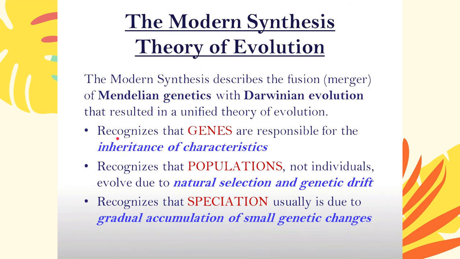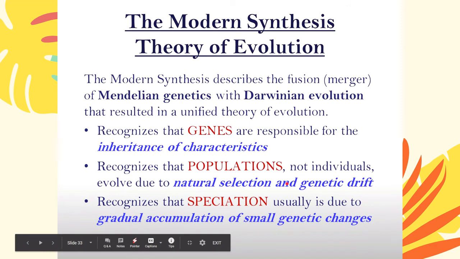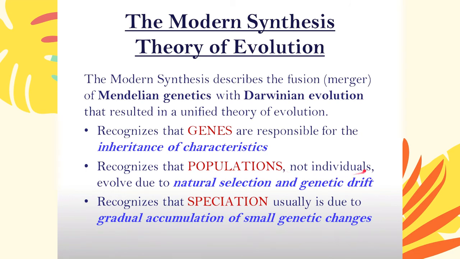The modern synthesis recognizes that genes, the segments of DNA that code for a protein, are responsible for the inheritance of characteristics. This is from Mendel. Number two, it recognizes that populations, or groups of organisms, not individual organisms, evolve due to mechanisms: natural selection and genetic drift. Not just natural selection, but also genetic drift. Again, it's the population, the group of interbreeding organisms, that evolves, not individuals.